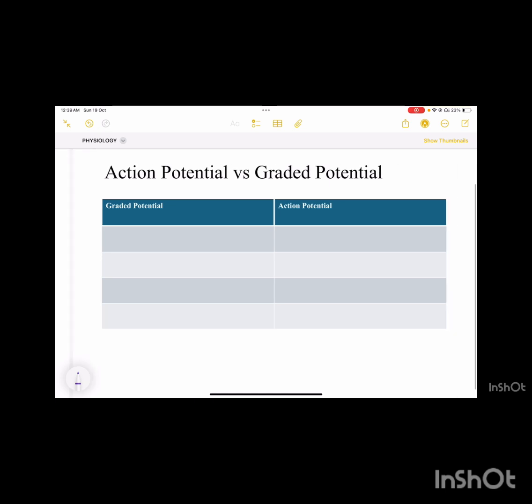Then we will see the differences between action potential and graded potential. First, graded potential can be both depolarizing as well as hyperpolarizing. We saw that. Whereas action potential is only depolarizing. In graded potential, there is no concept of threshold, but threshold is very, very important in the case of action potential.